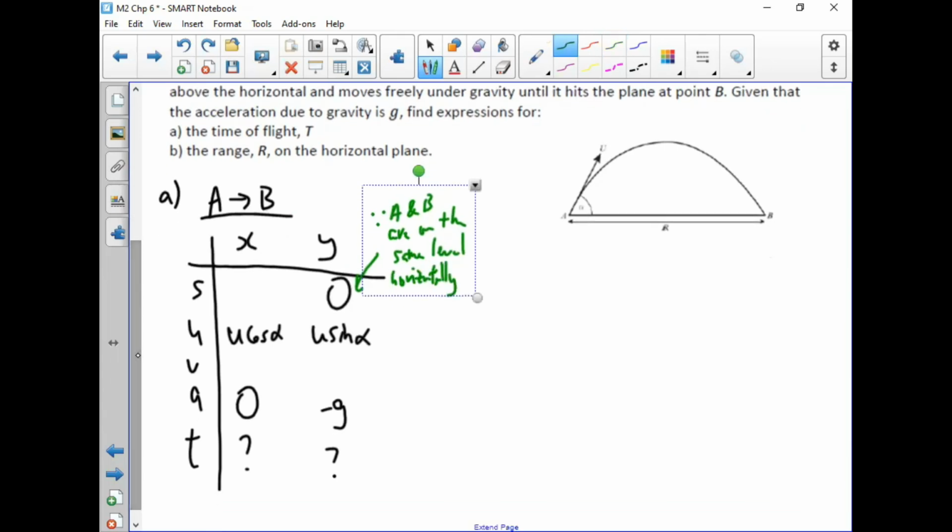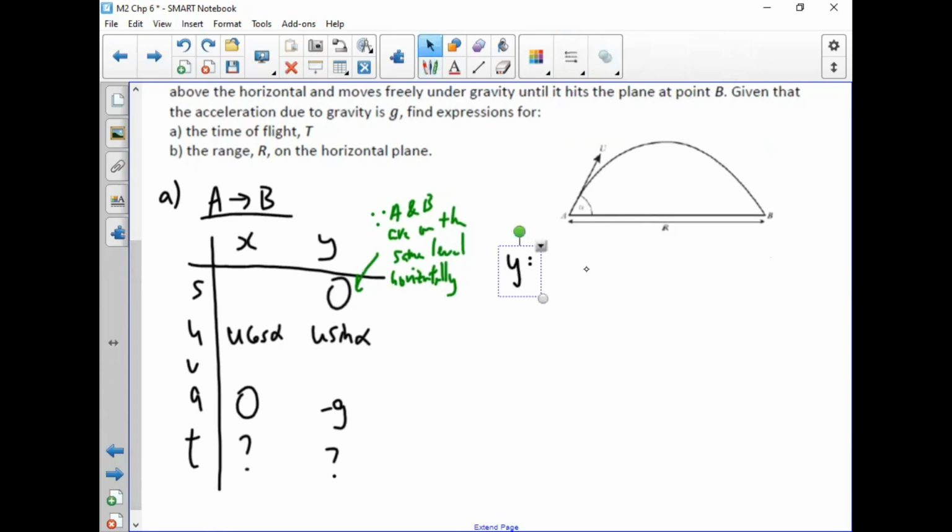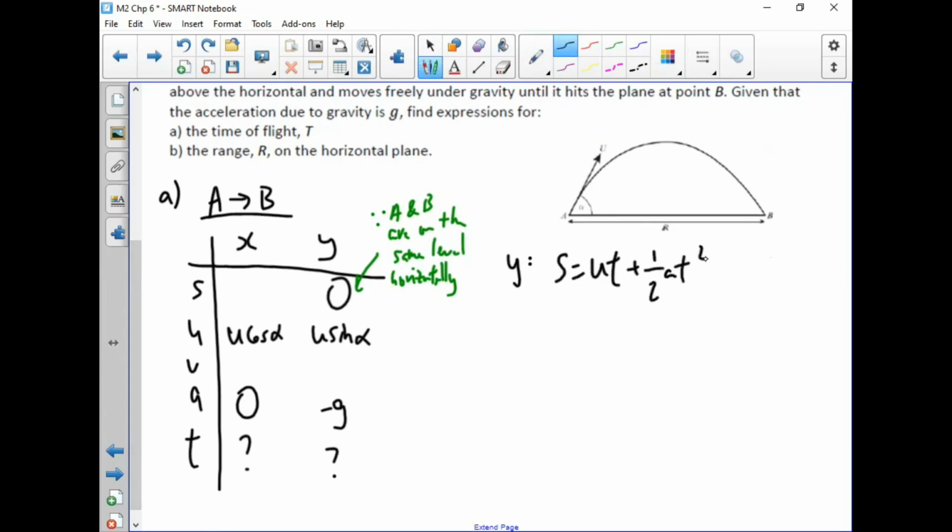So we've got enough information, because it's in algebra. So we look at y. In the y column, we use s equals ut plus a half at squared. s is 0, u is u sine alpha, t is unknown, plus a half times negative g times t squared. Next, you'll see a quadratic where t is the variable. So actually, what I'll do is I'll factorize the t out.